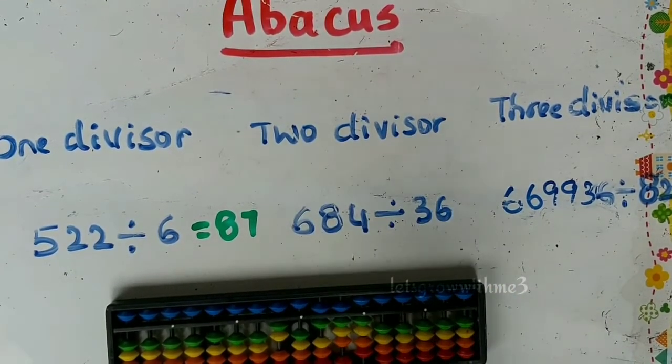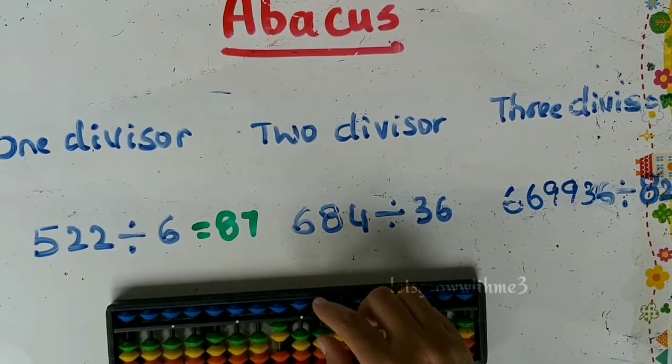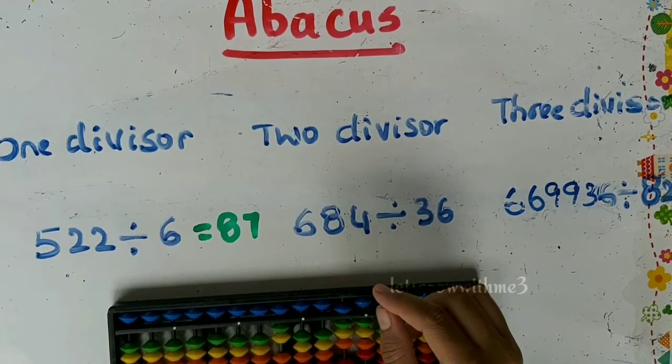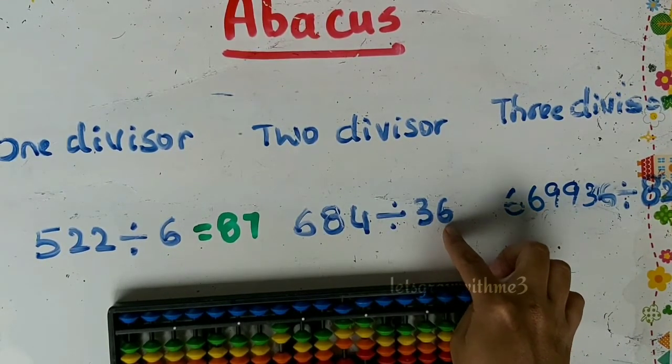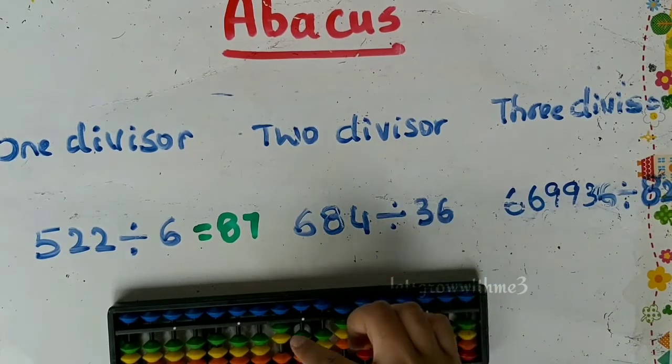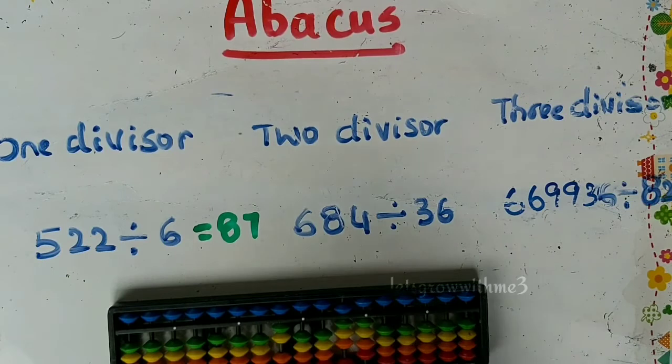So I'm taking 2 times. First you divide with the 3. 3 2s are 6, so remove 6. Then you just multiply these 2 with the 6, which is 6 2s are 12. So we need to remove 12, but we have how many beads? Only 8 beads are there, so we can't remove 12 from 8.